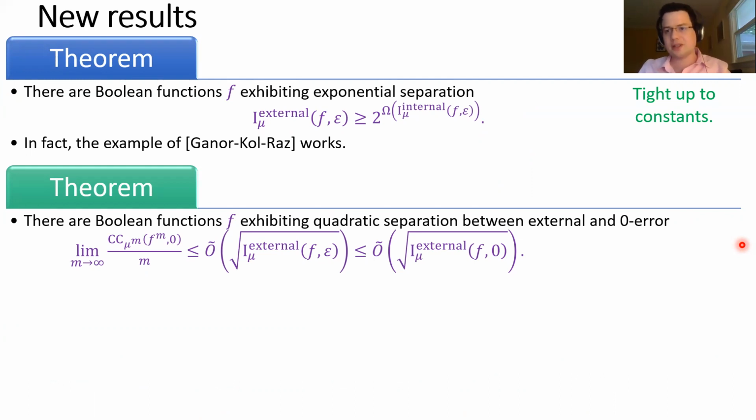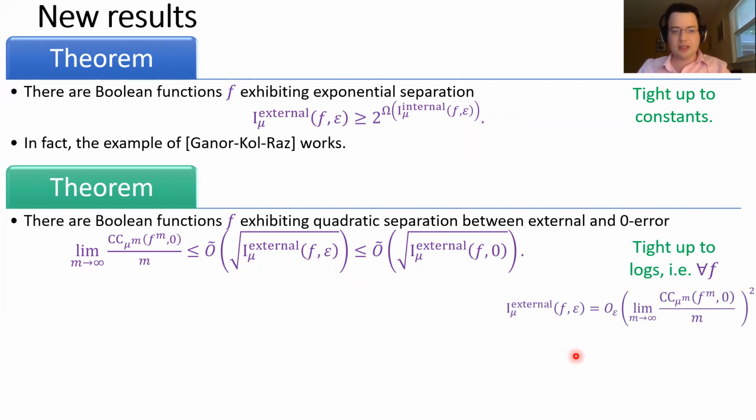And in some sense, there is a quadratic separation there. Specifically, we show that there is a Boolean function f, where there is a quadratic separation between amortized zero error communication and even a small error external information complexity. The separation is quadratic, and actually with an epsilon here, it's tight. We show that the external information complexity with some small error is at most quadratic in the amortized zero error communication. So with epsilon here and zero here, this relationship is tight.